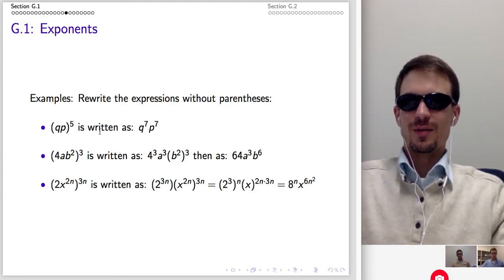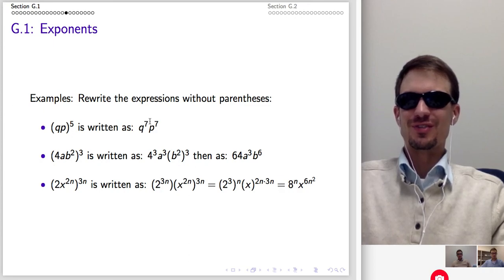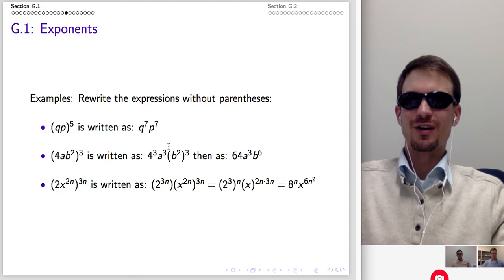So this is q to the 5 times p to the fifth. So this should be, jeepers, so this should be, yeah, q to the 5 and then p to the 5.